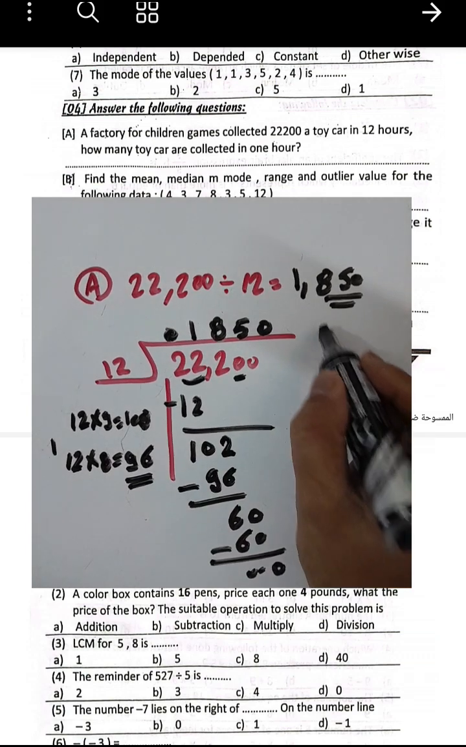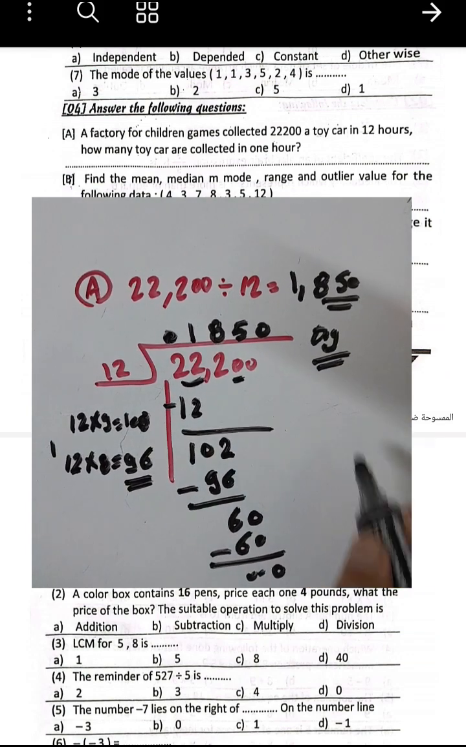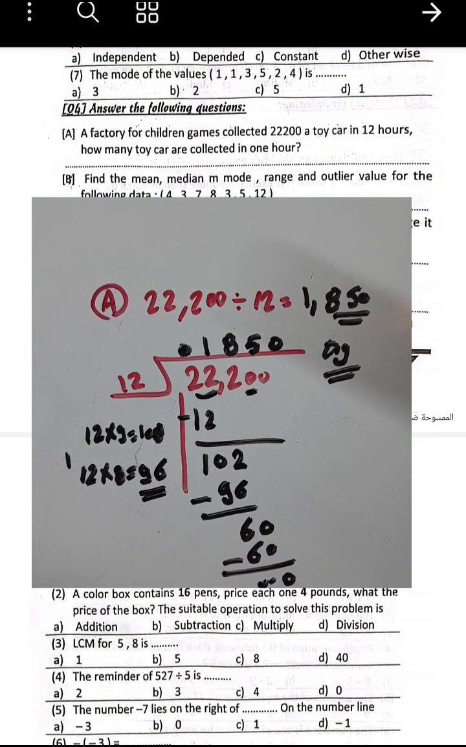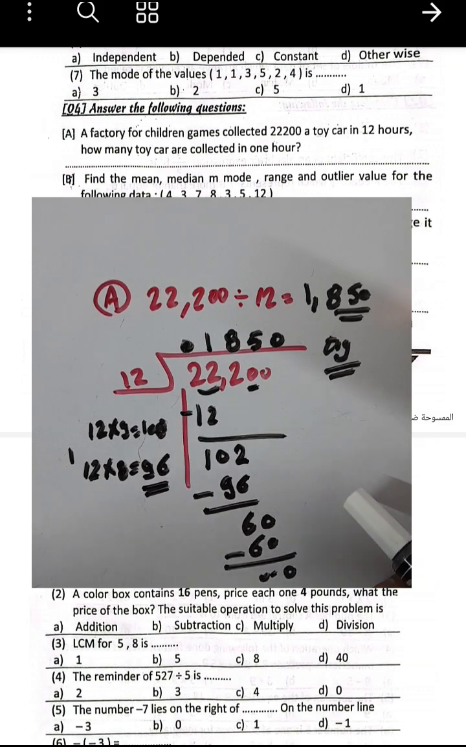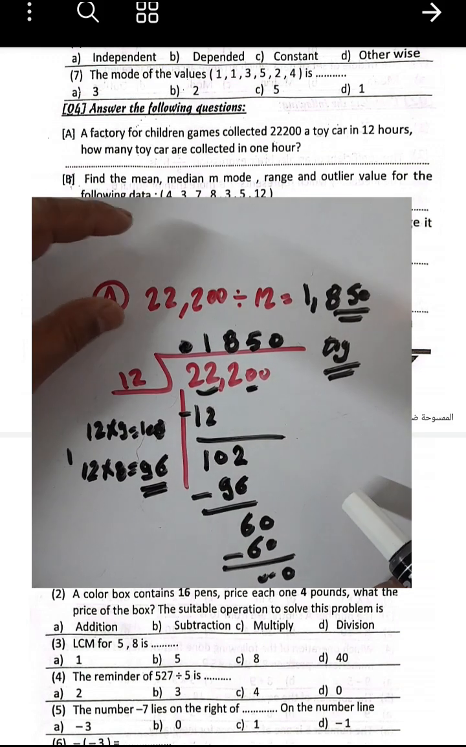Okay, how many toys? 1850 toys. We can find the number of toy cars collected in 1 hour, because the total was collected in 12 hours.